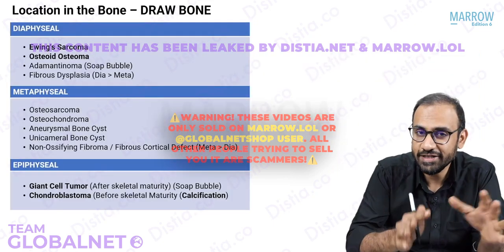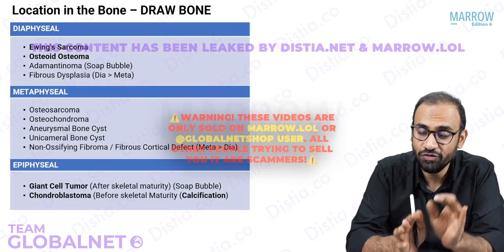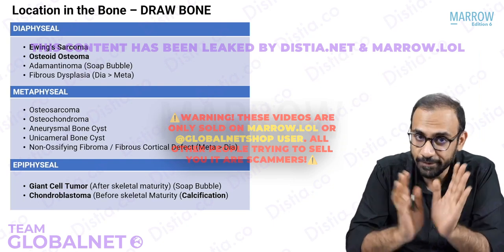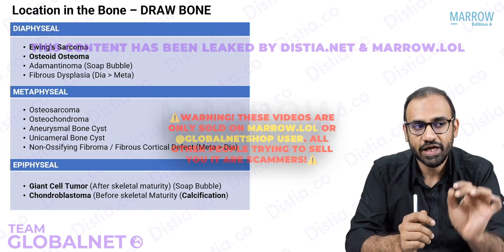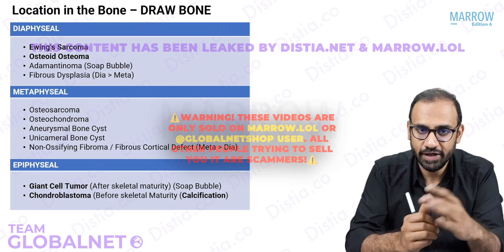Now moving on to the next weapon of your choice, the information of where the tumor occurs in the bone. Because in your exam, there will be a lot of questions that will tell you there is a lesion in the epiphysis of the bone. Which of the following is the diagnosis?